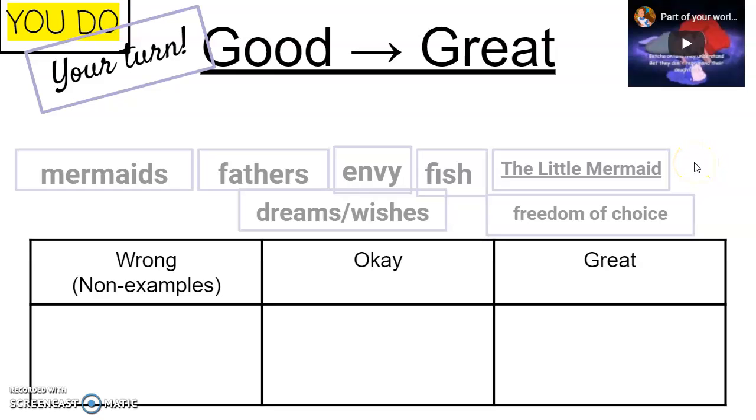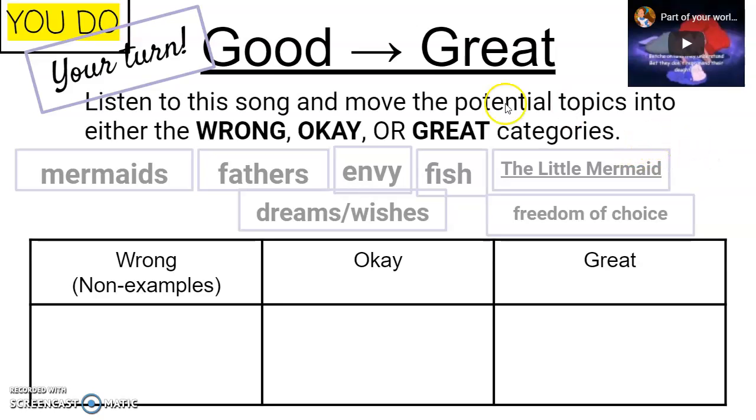Okay, here's where it gets a little bit more challenging. Now, again, we're going to practice going from good topics to great topics. You are going to listen to 2 songs. The first one is linked here. Pause the video, listen to this song. From there, you are going to look down below. This is a list of potential topics. You have 3 categories in which to move these words into.